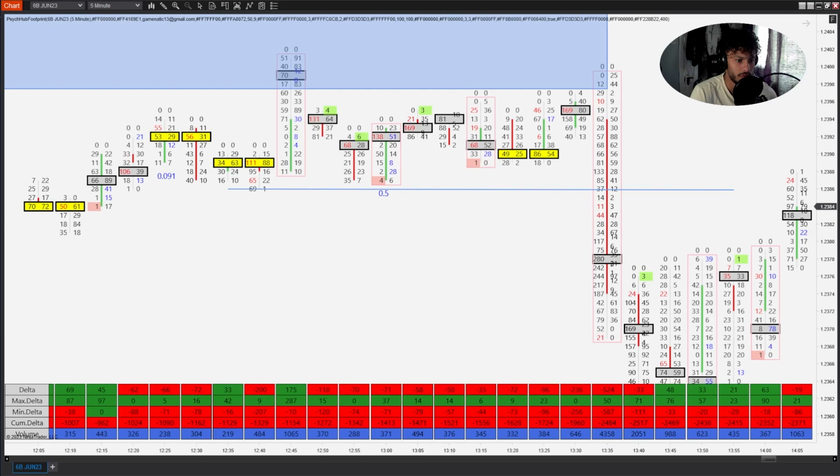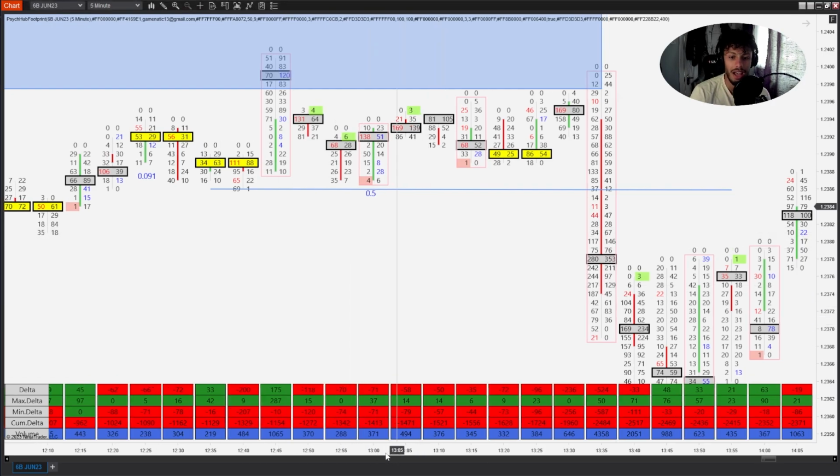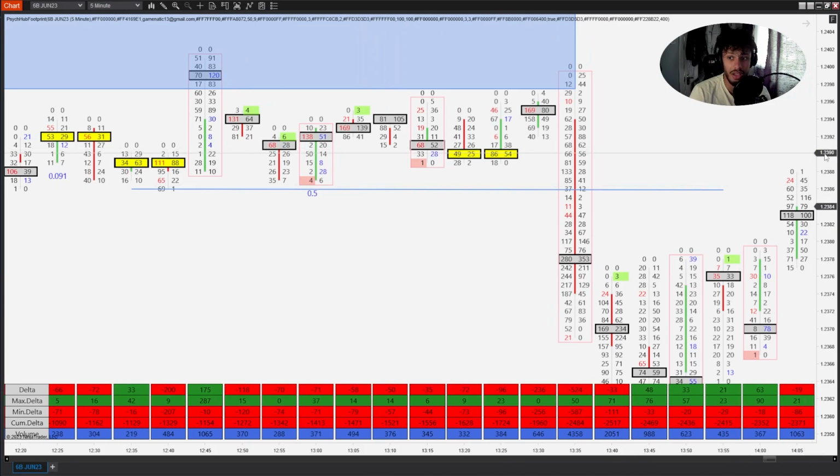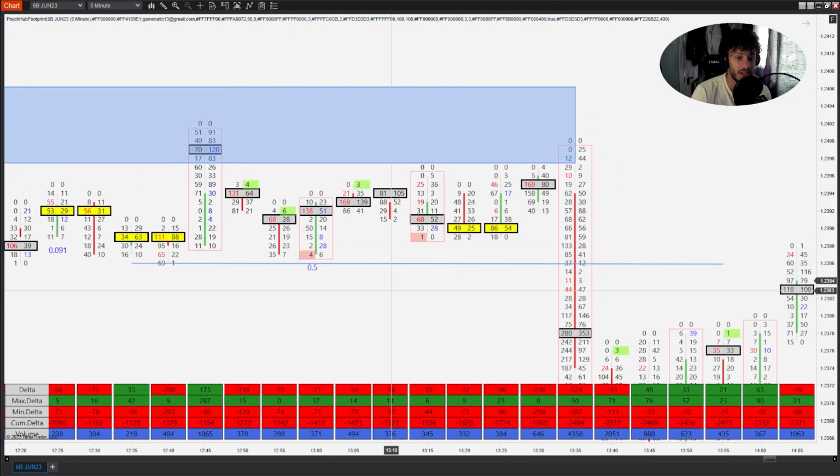So now what do I do? I simply want to take a look at the delta, and most of my analysis is happening right here at the delta. This is called delta analysis, and the delta is the net difference between the buyers and sellers. So a lot of the time you look at a candle and you think, this candle has a lot of volume, but the volume doesn't necessarily mean anything.